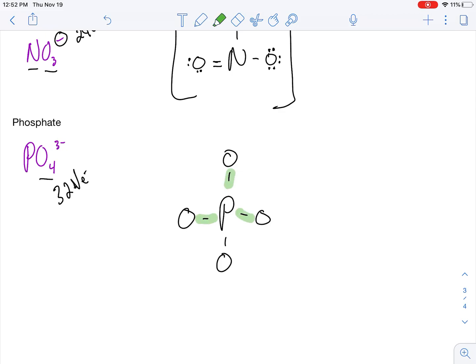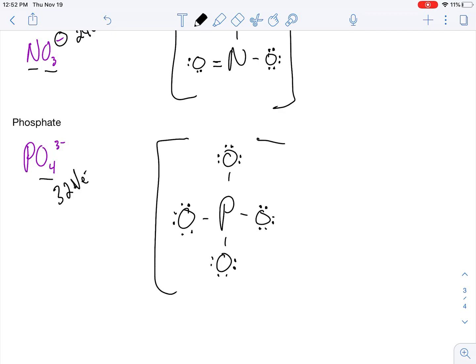I have used 2, 4, 6, 8. Let's keep on going. See if I can get to 24 and complete all my octets. So that's 8, 9, 10, 11, 12, 13, 14, 15, 16, 17, 18, 19, 20, 21, 22, 23, 24, 25, 26, 27, 28, 29, 30. Oh, 31, 32. I was like, wait a minute. All right, so I've used my 32 valence electrons, and I have octets.